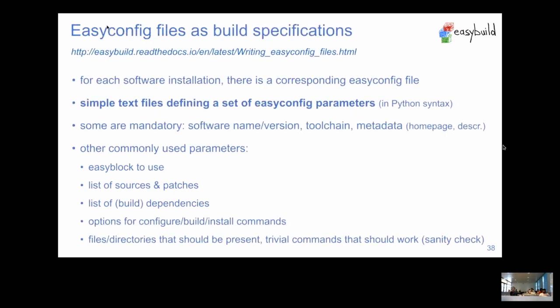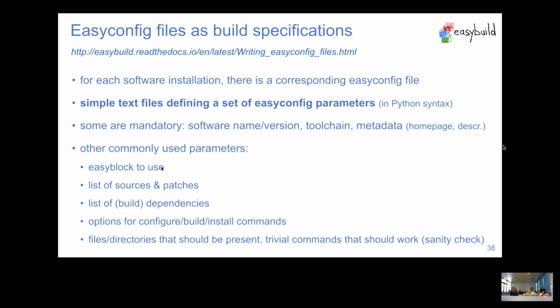Then the easyconfig files that we showed for CMake, for example. These are basically just text files that define a set of parameters, easyconfig parameters that are known by EasyBuild. And this way you tell EasyBuild what should be installed, which version, using which toolchain, and so on. Some of them are mandatory, as you may expect. We also require you to give a home page and a short description in every easyconfig file, so you don't only have the software name, but also some more metadata to figure out which package it actually is.